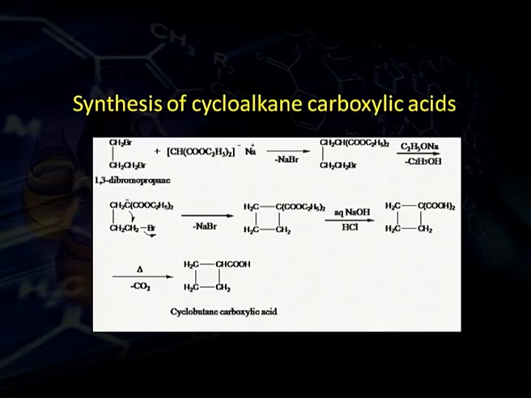Synthesis of cycloalkane carboxylic acids. When sodium malonate is treated with 1 mole of alpha omega dihalide, the product obtained contains 1 acidic hydrogen and 1 halogen atom, and it undergoes intramolecular reaction. So, by this method we can prepare cycloalkane carboxylic acids by taking alpha omega dihalides. Alpha omega dihalide means the halogens are attached to terminal carbon atoms.